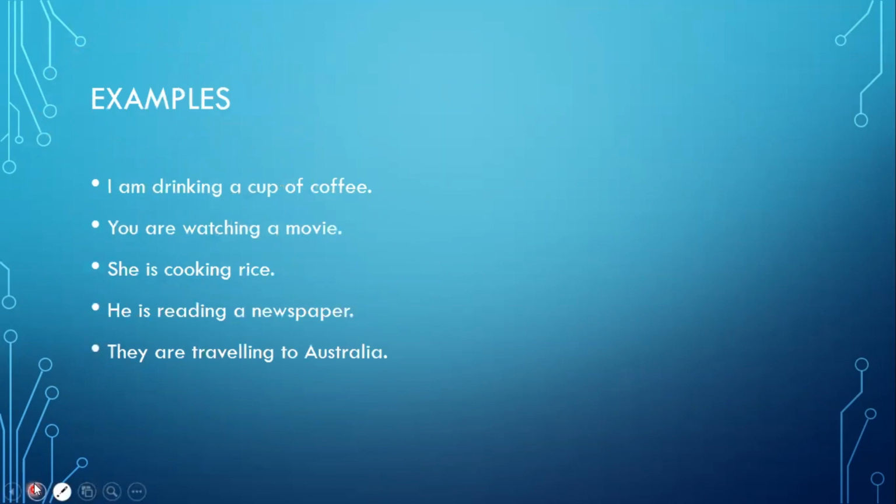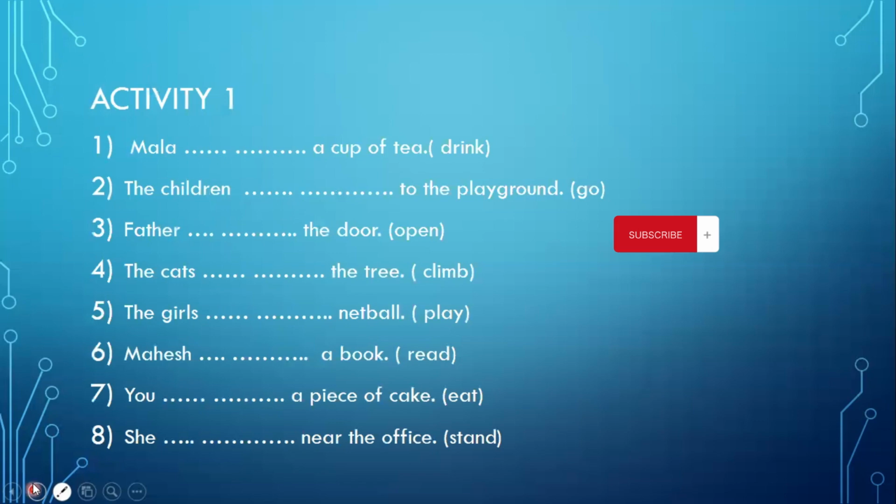So I have given you some examples here. You can read them out. I will read it for you now. I'm drinking a cup of coffee. You are watching a movie. She's cooking rice. He's reading a newspaper. They are traveling to Australia. Remember, to turn a verb into present progressive tense, you have to add ing to the verb. That's what I had done in all these examples. You can pause the video and do this activity, but first I will teach you the first one.